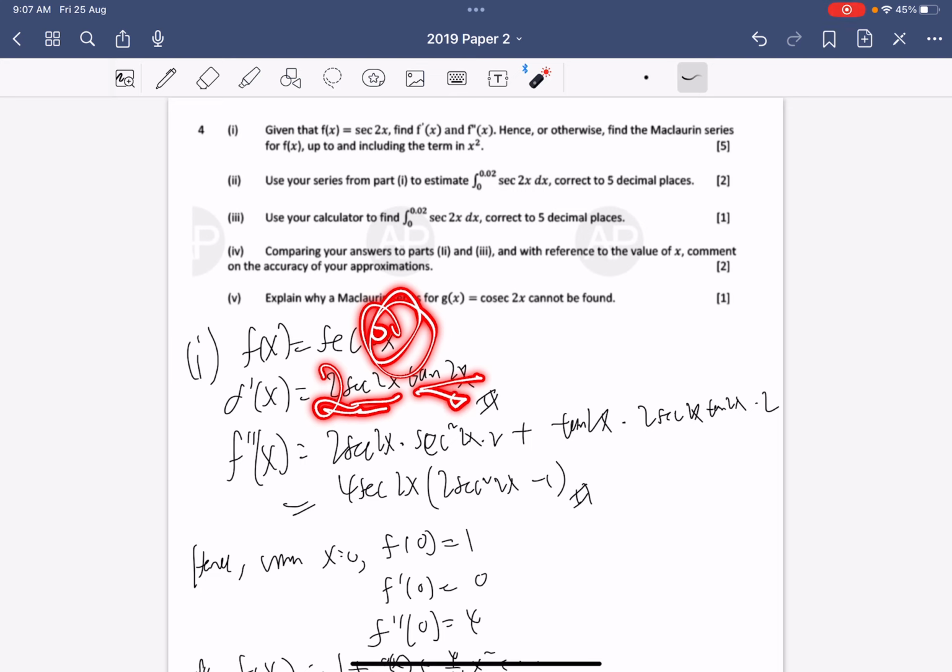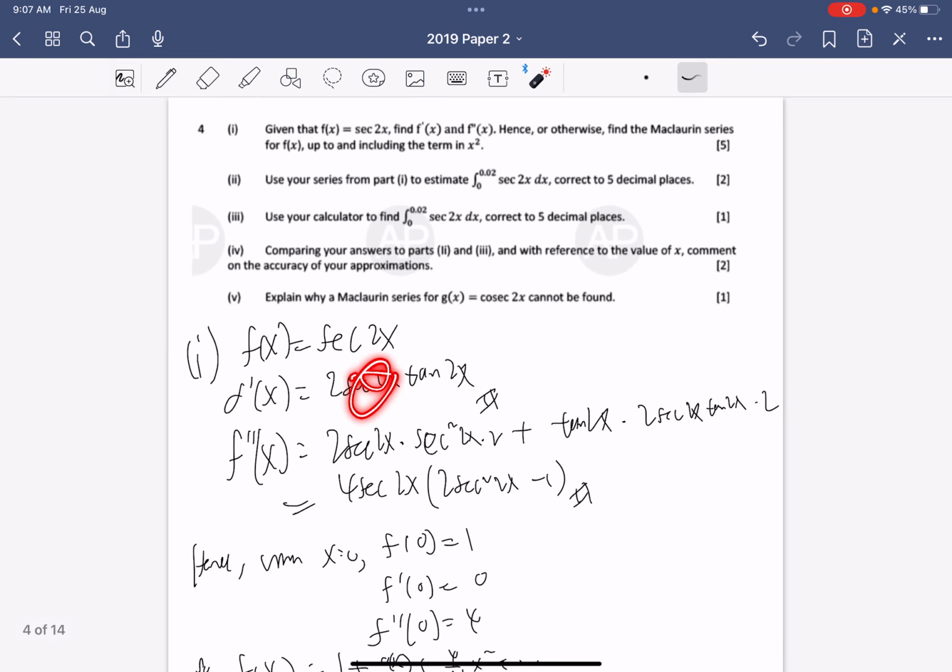For the second derivative, we just use the product rule. Now we differentiate tangent first, so it becomes secant squared 2x times 2. Then we differentiate secant 2x later, which is 2 secant 2x tangent 2x. And we can reduce this expression to 4 secant 2x times (2 secant squared 2x minus 1).